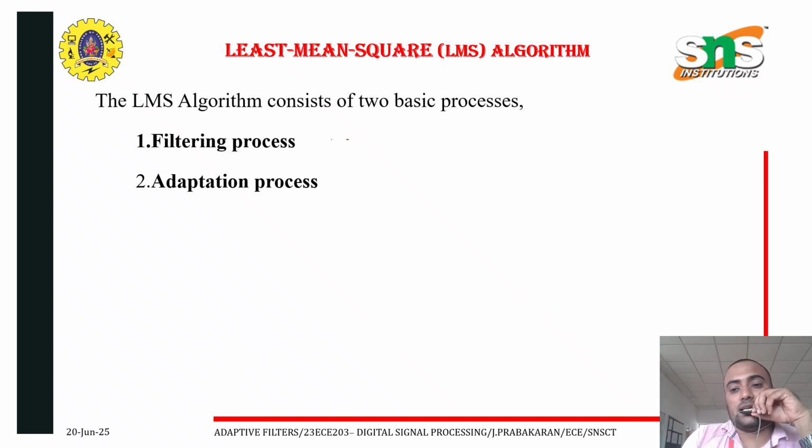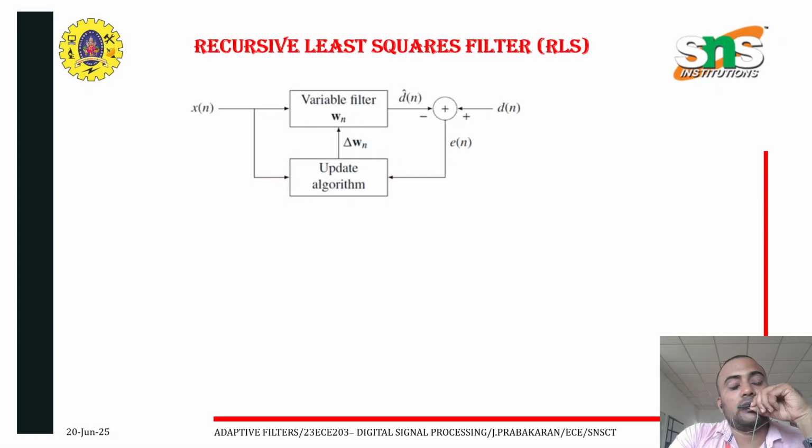Next one is recursive least squares, which is an adaptive filter algorithm that recursively finds the coefficients that minimize a weighted linear least squares cost function relating to the input signal. And here you can see the block diagram of the RLS filter.